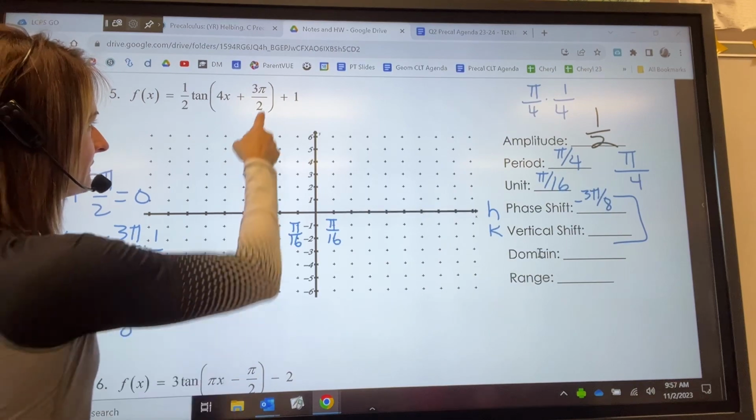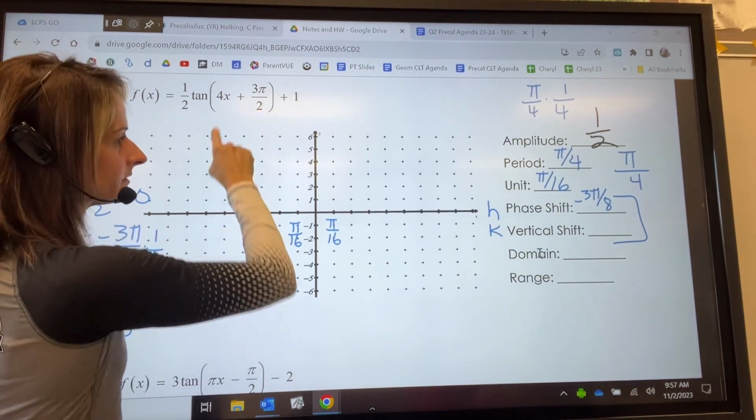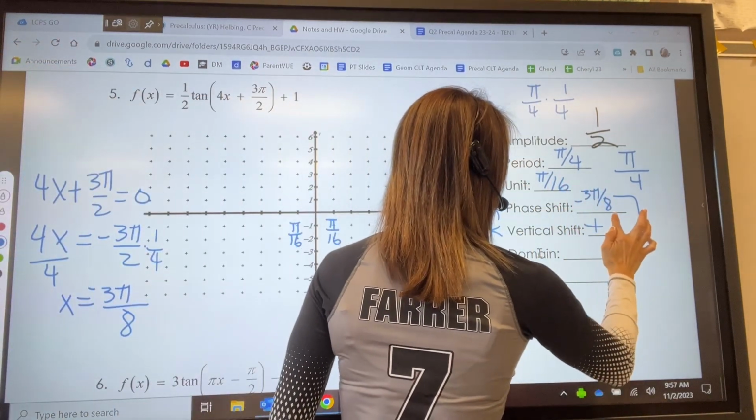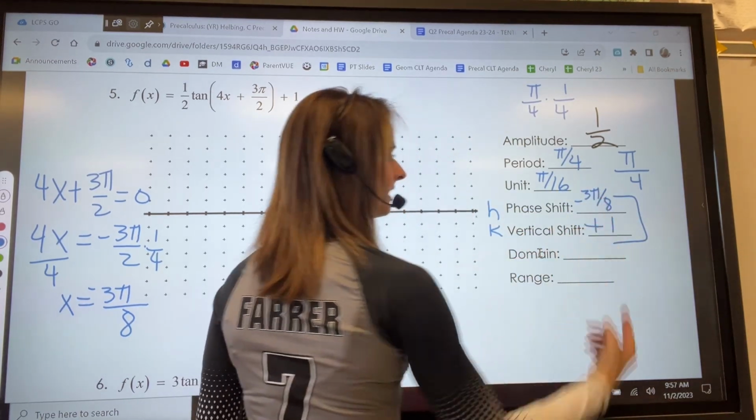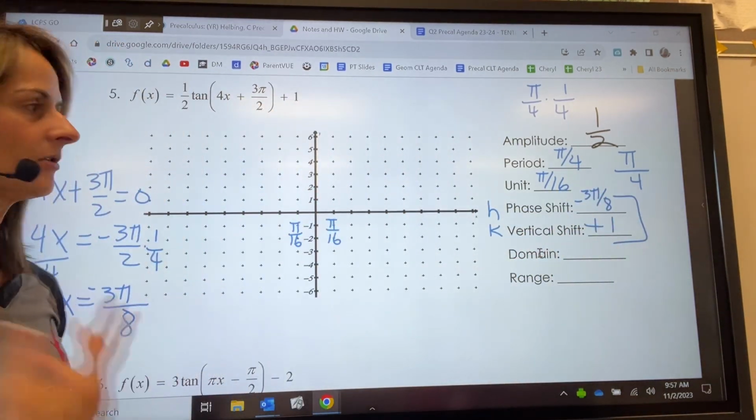Let's do the vertical shift. The vertical shift is just up 1. And the way we say we're going up 1, we need to make sure we put the plus in front of that 1 so everyone knows we're going up rather than down.